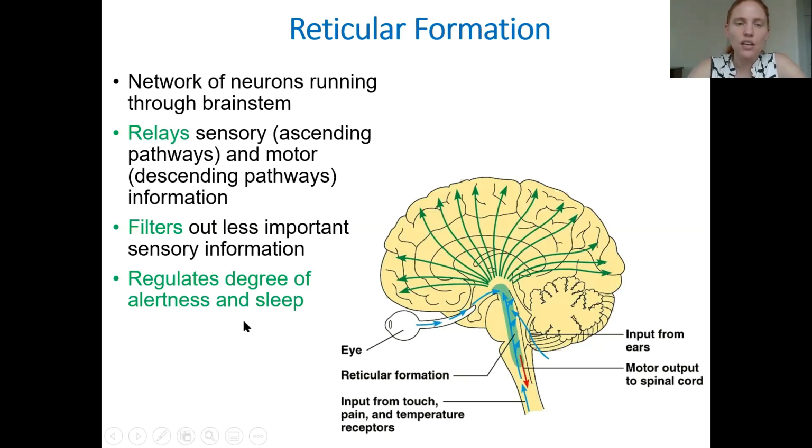Another thing that it does is regulate sleep and alertness. So if you have damage to the reticular formation, that would definitely cause a coma, because you wouldn't have the conscious alertness, because the information is not going through. It has to be filtered through the reticular formation first.